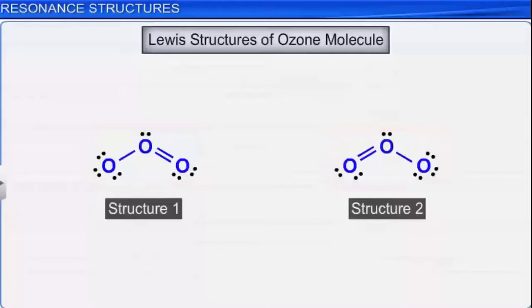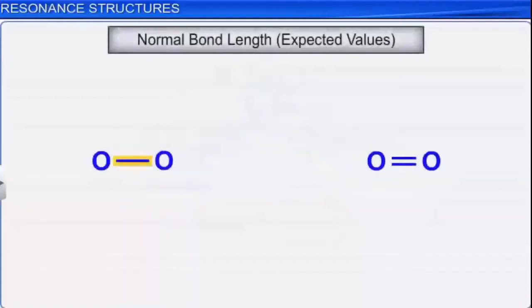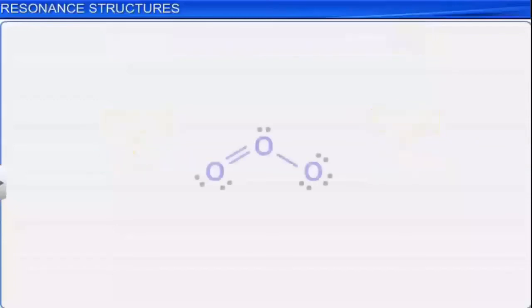In both the structures, one oxygen-oxygen single bond and one oxygen-oxygen double bond is present. These two structures imply that one bond is shorter than the other. The normal bond lengths of oxygen-oxygen single bond and oxygen-oxygen double bond are 148 picometers and 121 picometers respectively. But experimentally, it is determined that the bond length between any two oxygen atoms in ozone molecule is the same, which is equal to 128 picometers.